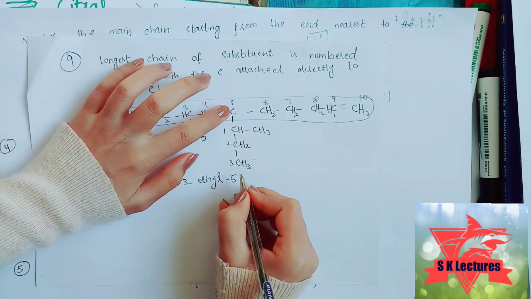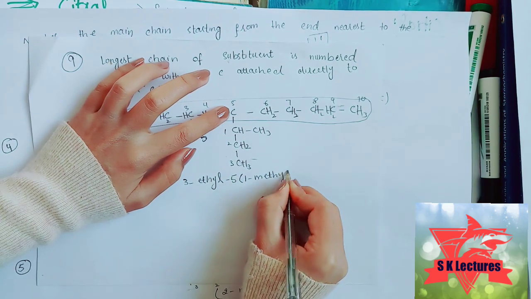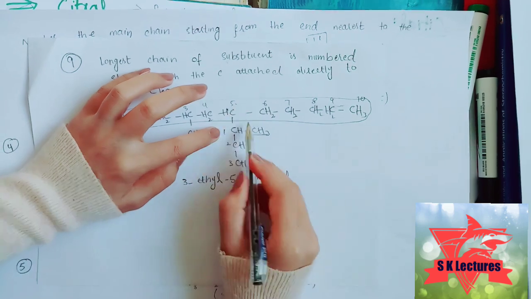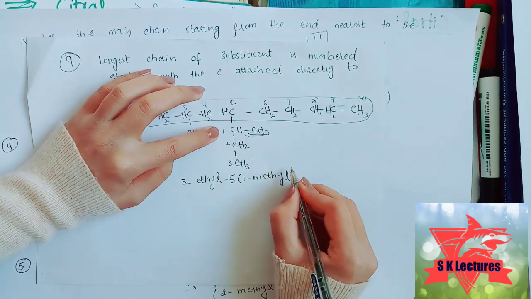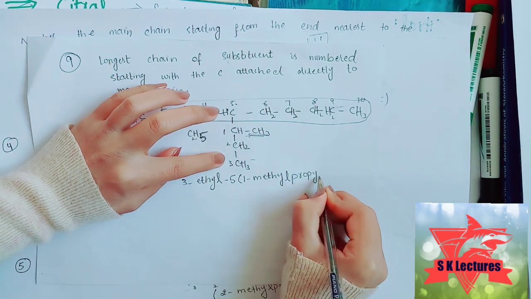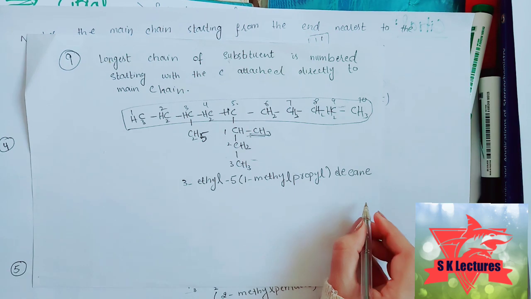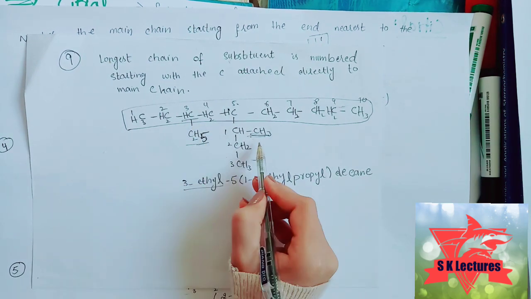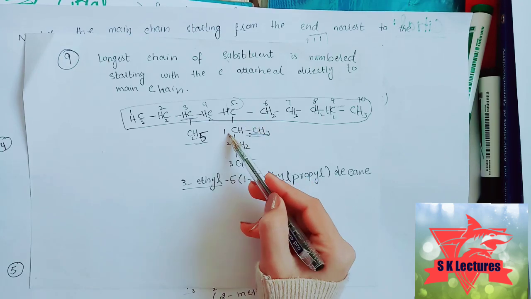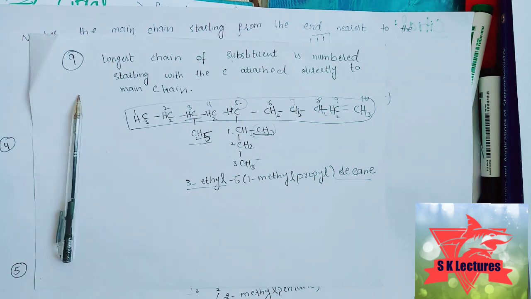First we will write 3-ethyl, and on the 5 position we have a propyl, and the propyl has 1 methyl on the 1 position. So on the 5 position, 1-methyl, and the whole substituent is propyl. So 1-methylpropyl decane. It's very simple. On the 3 position ethyl, and on the 5 position a propyl is present, but on propyl, on the 1 position it is methyl. So 3-ethyl-5-(1-methylpropyl)decane. So that is all for the nomenclature of alkanes.